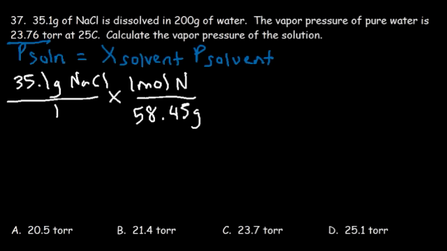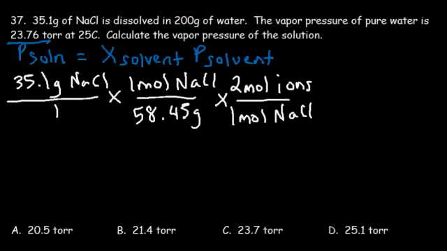Now, we need to take into account that sodium chloride has a Van't Hoff factor of 2. That means there's 2 ions per formula unit. And since vapor pressure is a colligative property, which is a property that is dependent on the number of solute particles, we have to find the moles of ions rather than the moles of sodium chloride. So there's 2 moles of ions per 1 mole of NaCl. So we have to multiply the moles of NaCl by 2. So 35.1 divided by 58.45 multiplied by 2. You should get 1.2 moles of ions.